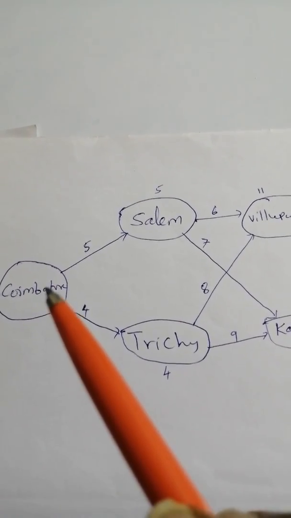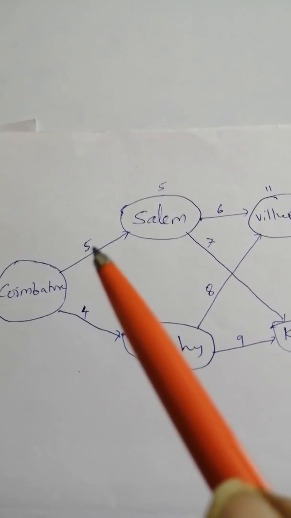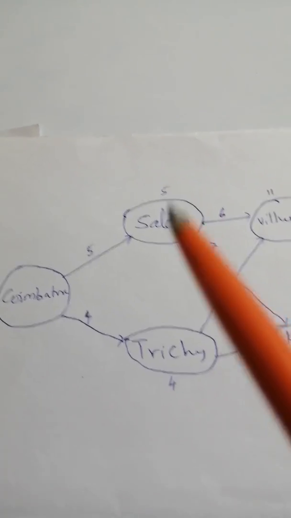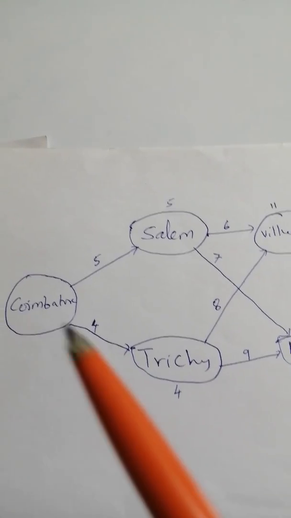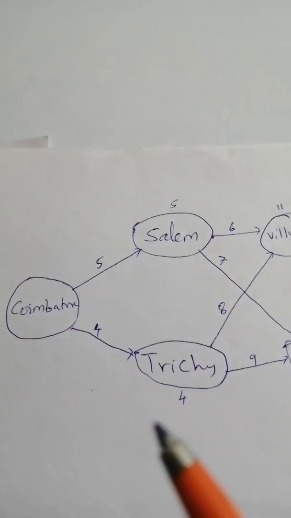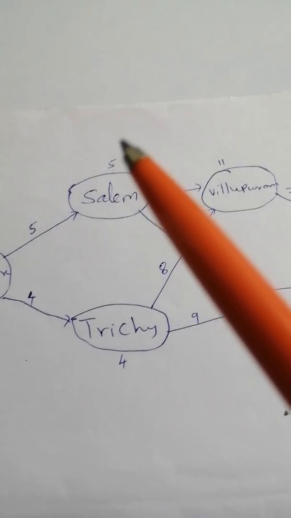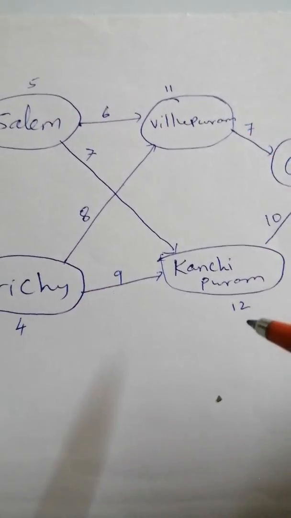Here, we have only one path from Coimbatore to Salem. The distance is 5. So the optimal way of reaching from Coimbatore to Salem is 5. And considering Coimbatore to Trichy, only one path is available. The distance is 4. So in stage 1, we have written the distance as 4 here and 5 here.